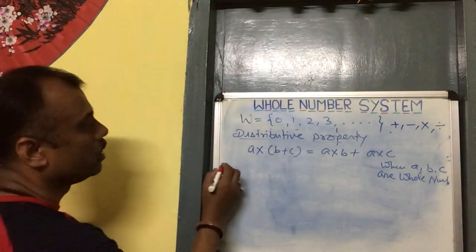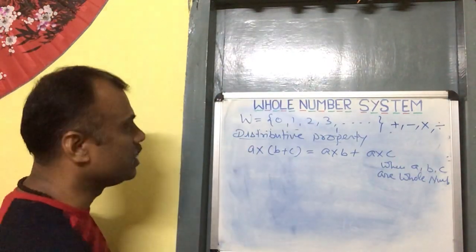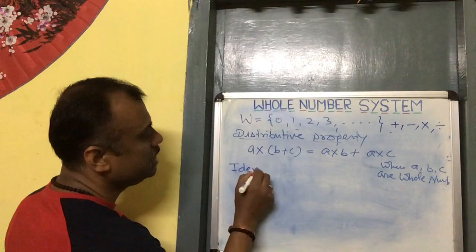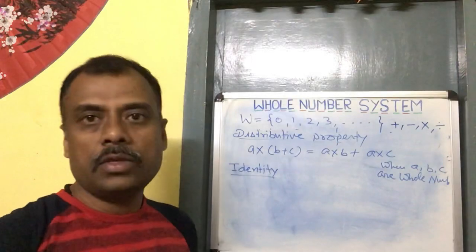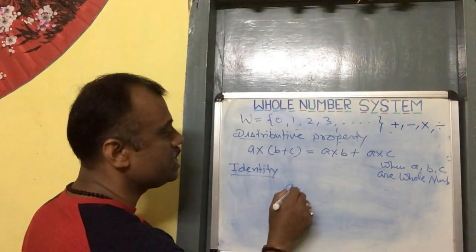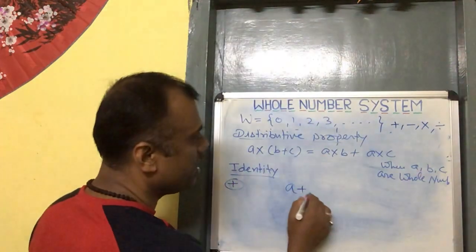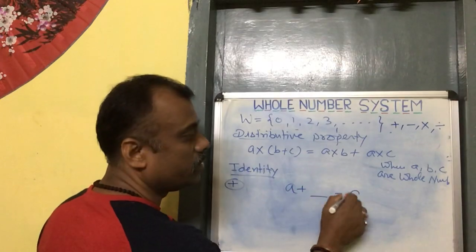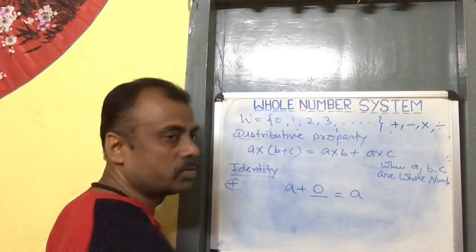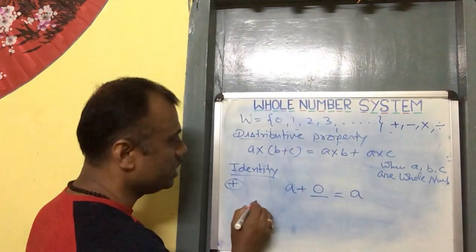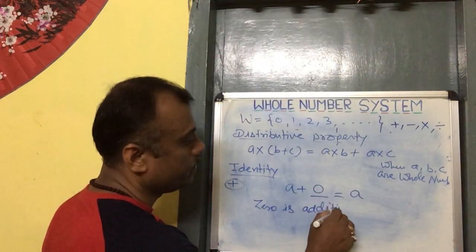Another. Now we will discuss some identities: additive identity and multiplicative identity. What is an identity? Identity is something which maintains your identity. For example, we take any whole number. For addition, I am going to discuss. If you add something, your number will remain the same. So what will be that number? Here 0. 0 is a whole number, so you can say 0 is the additive identity.